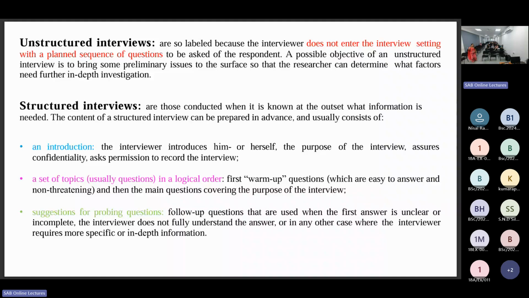Whereas we identify that the interviewer does not enter the interview setting with a planned sequence of questions. But we can't define it as not prepared in the unstructured interview. We prepared, but the thing is, the question order can't be clearly fixed. Most probably, interview panels for qualitative studies, if they are going to rural areas and other places, are referring to the unstructured interview.